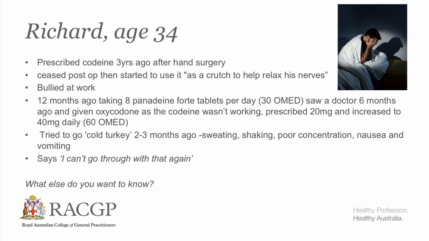He'd seen a doctor 6 months ago who'd said, look, codeine wasn't working, let's change you over to some oxycodone. And this was increased over time to 40 milligrams daily, which is 60 milligrams of oral morphine equivalent. Now, he tried to go cold turkey 2-3 months ago and presented with these symptoms. He was sweating, shaking, poor concentration, nausea and vomiting. And he says, I can't go through that again. That was appalling.